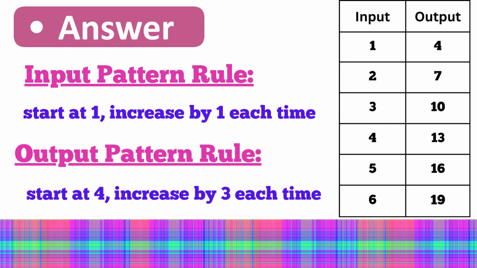All right, let's check our answers. The input pattern rule is starting at 1, you increase by 1 each time. The output pattern rule is to start at 4 and increase by 3 each time. Great job if you had it.